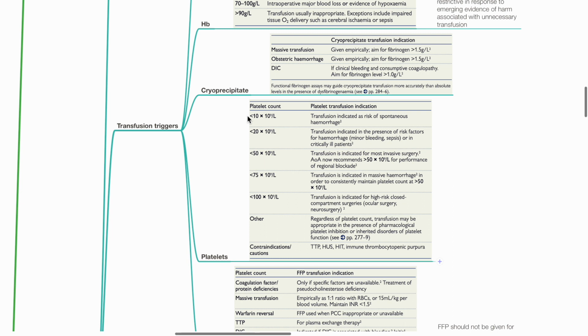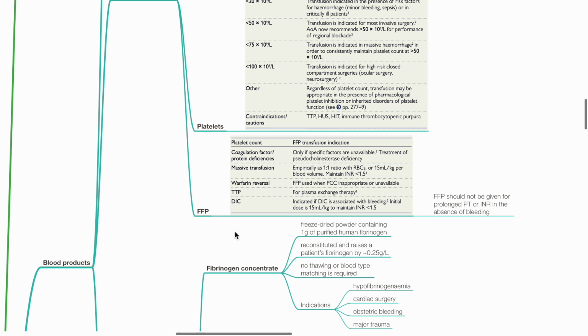At a platelet count of less than 100, transfusion is indicated for high-risk closed compartment surgeries such as ocular and neurosurgery. The units for the above-mentioned platelet counts are in 10 to the power of 9 per liter. Other indications for platelet transfusions include pharmacological platelet inhibition or inherited disorders of platelet function. Contraindications for platelet transfusion include TTP, HUS, HIT, and ITP.